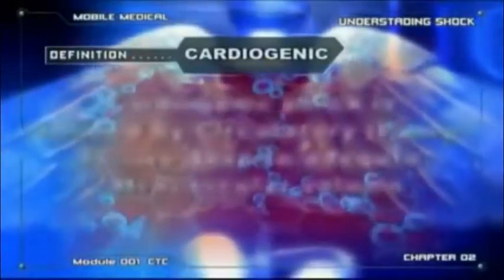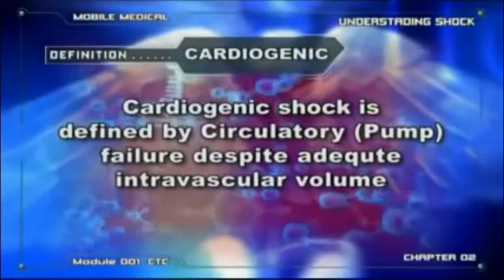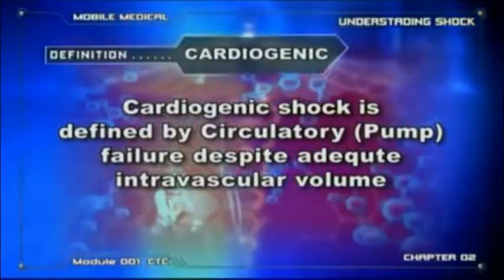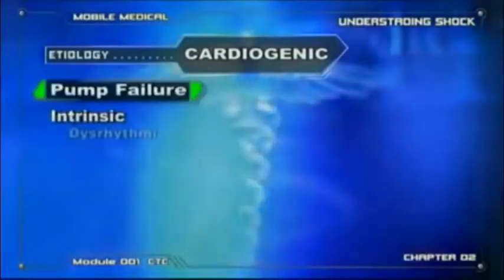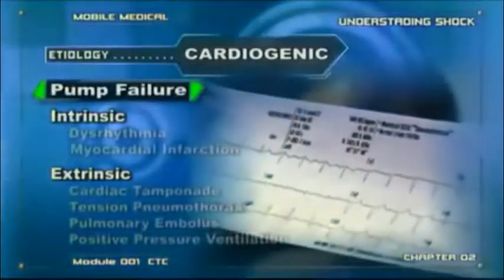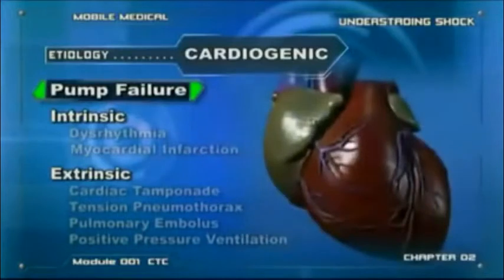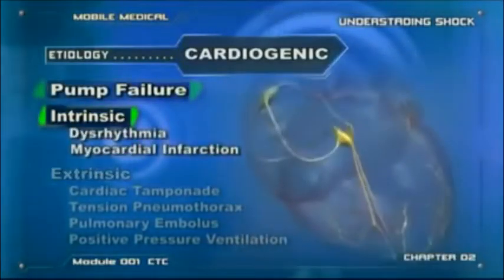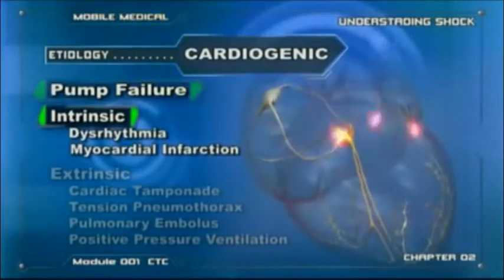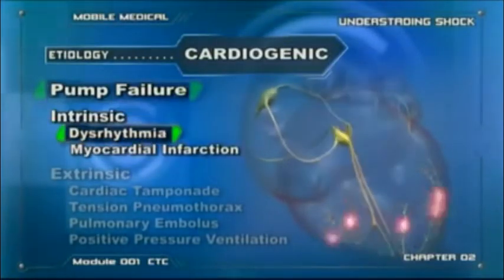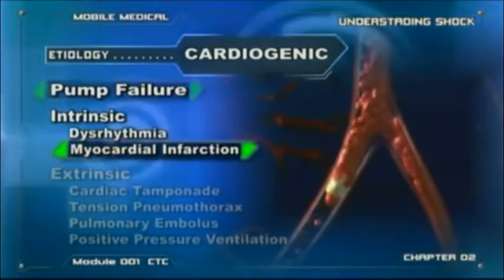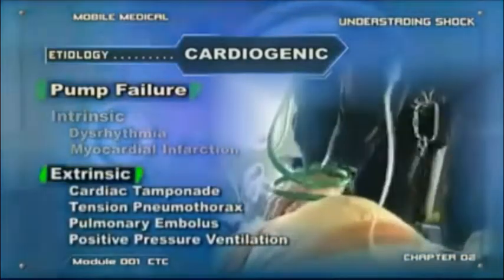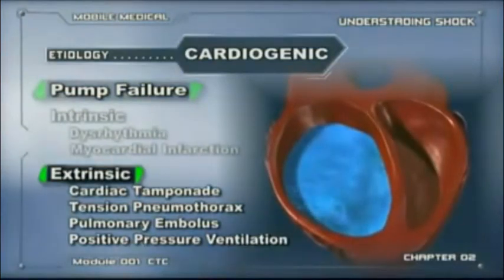Cardiogenic shock. Cardiogenic shock is defined by circulatory failure despite adequate intravascular volume. The causes of cardiogenic shock can be divided into 2 categories: intrinsic and extrinsic. Intrinsic causes are a result of malfunction of the heart itself, as with malignant dysrhythmias or large myocardial infarction. Extrinsic causes result in pump failure by creating an obstruction to normal flow.